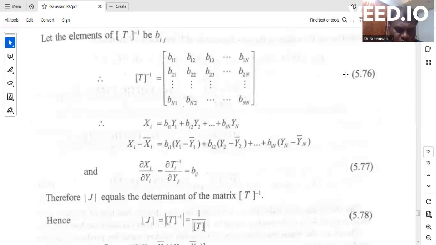Now we are going to write this inverse operation for the generalized case, like xi, where i takes 1, 2, 3, and so on, and bi1, y1, bi2, y2 plus like that. Similarly, wherever we have this random variable xi, it is going to be divided with this mean: xi minus xi bar is equal to bi1, y1 minus y1 bar, bi2, y2 minus y2 bar, and so on, bin, yn minus yn bar. And we know whenever there is an inverse transformation, dxi by dyj is equal to the derivative of the inverse transformation, that is going to be bij.